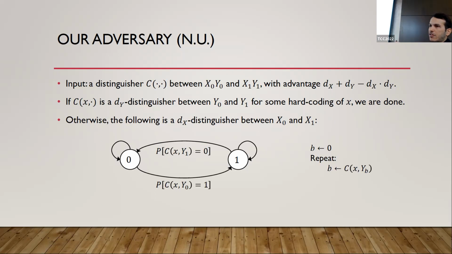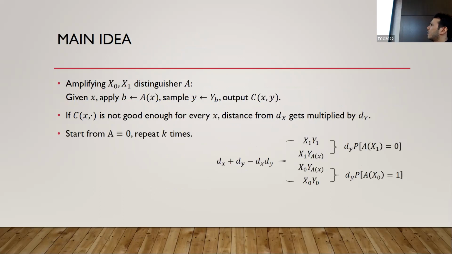So this is really the adversary. I think it's pretty simple. Let me just quickly describe the main idea. I'm not sure how much time we have left. 1.5? Okay, so I'll try to go over this quickly. I won't be able to go into details, but the idea of the proof is that we can actually use C to build a distinguisher for an amplifier for distinguishers between x0 and x1. So let's say that A is such a distinguisher, and A is not good enough.